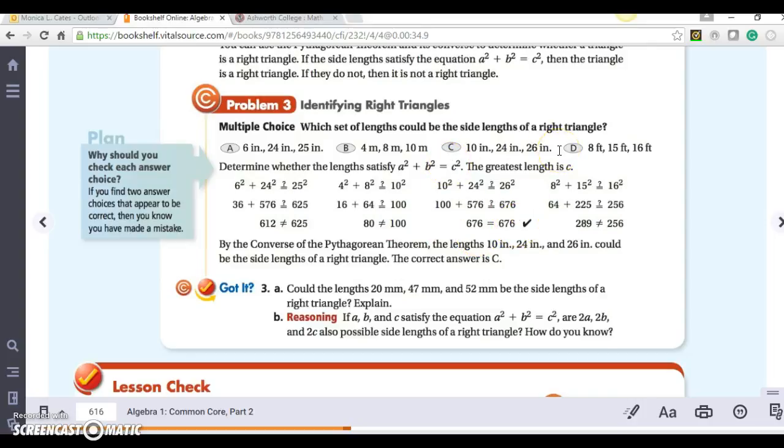But we can check D as well. And we see that 64 plus 225 equals 289. And so that one is not a right triangle as well.